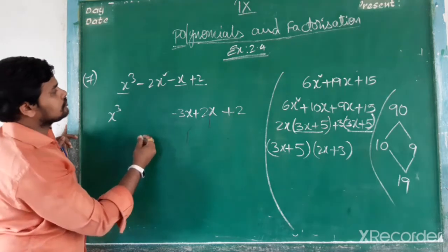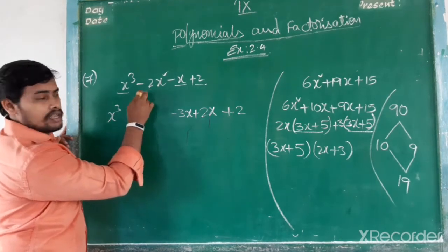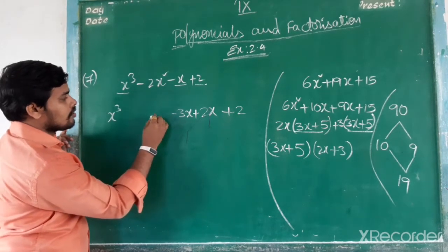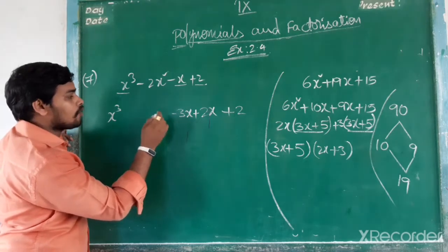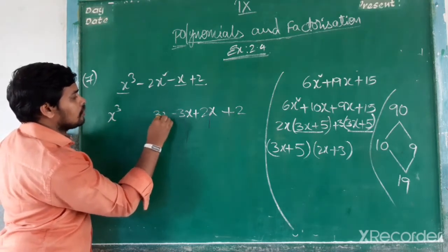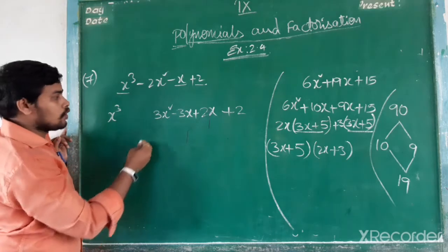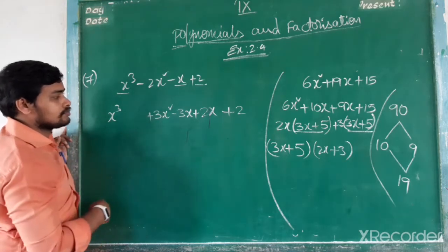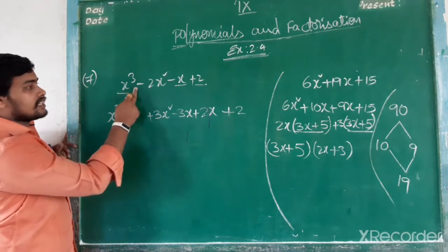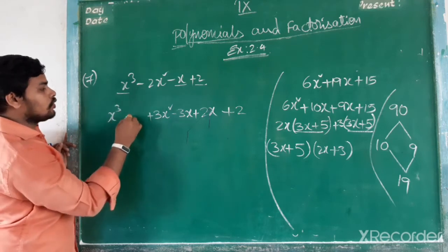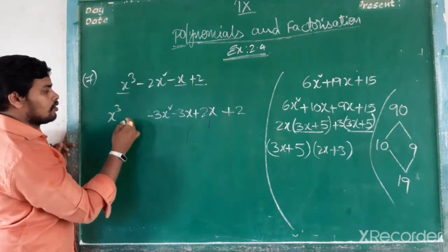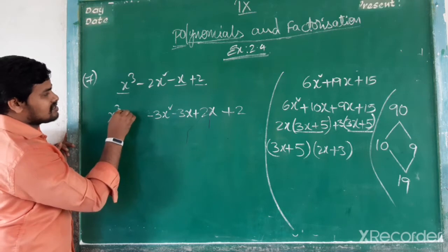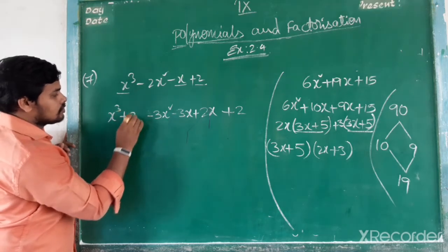Next, for minus x square, here minus 3 is there. You have to write 3x square. But the result is minus 2x square, so you have to write x square.